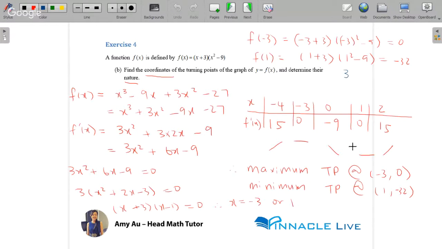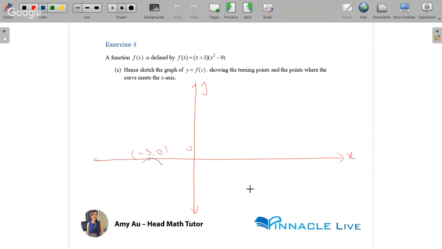And then going back here, at (1, -32). So let's say about here. (1, -32). That's a minimum turning point. So you can see, okay, I have to kind of join them together. That's what you are shooting for. So let's try if I can do this. Right, that's not too bad.